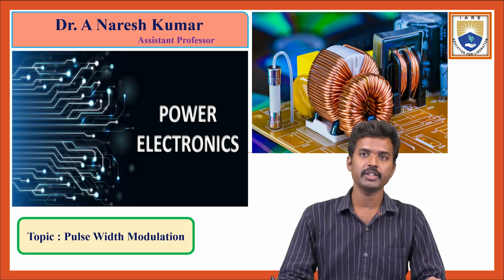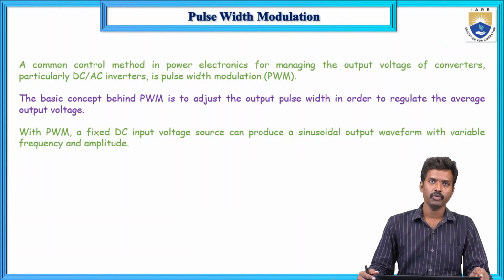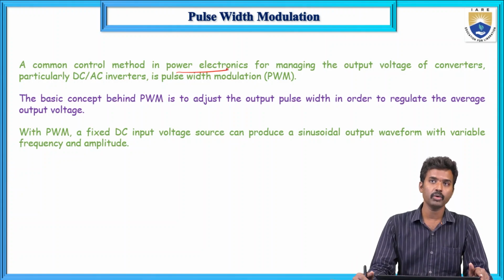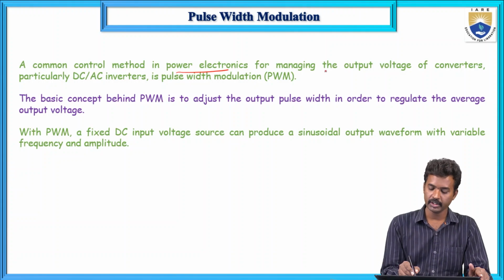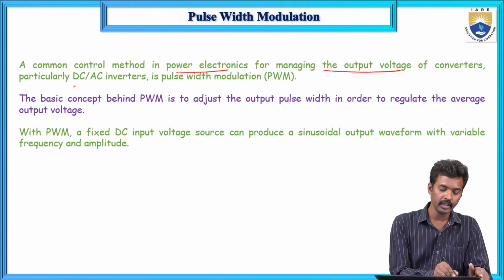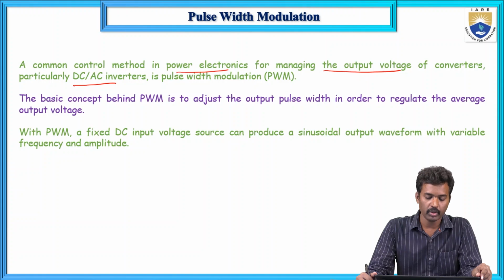Today we are going to have a discussion on pulse width modulation inverter. So first, what do you mean by pulse width modulation? It is a common control method in power electronics for managing the output voltage of the converter, particularly in AC to DC to AC inverters.